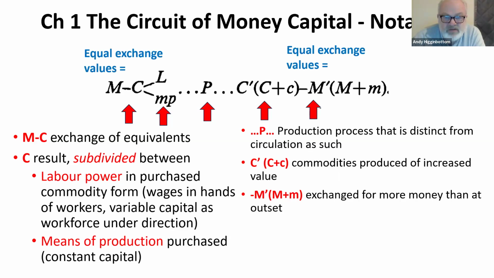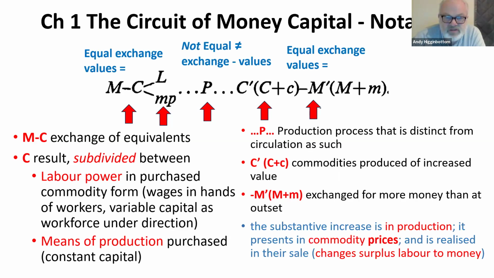Okay. Just to emphasize this, it's quite important that this is fully grasped. The first phase here is an equal exchange of values. And the last phase is also an equal exchange of values. So how come there's more value? The more value arises in production. The substantive increase is in production. It presents itself in commodity prices and is realized in their sale. And when the commodities are sold, the surplus labor that's been carried forth in the form of the commodities is turned into money.